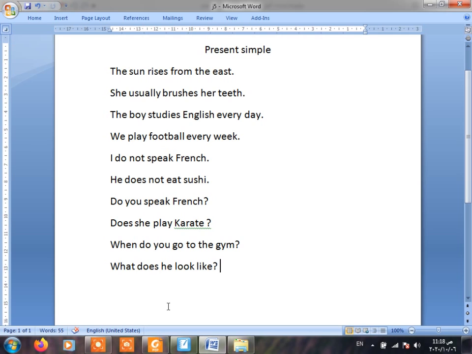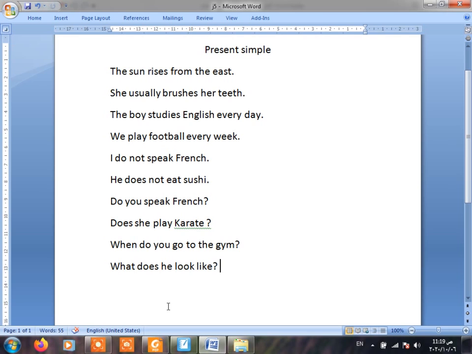Number 2, she usually brushes her teeth. Okay? Like she brushes her teeth 6 days a week. So this is a habit. After that, the boy studies English every day, so it's a repeated action. So we use the fact and habit or the repeated action in the present simple.